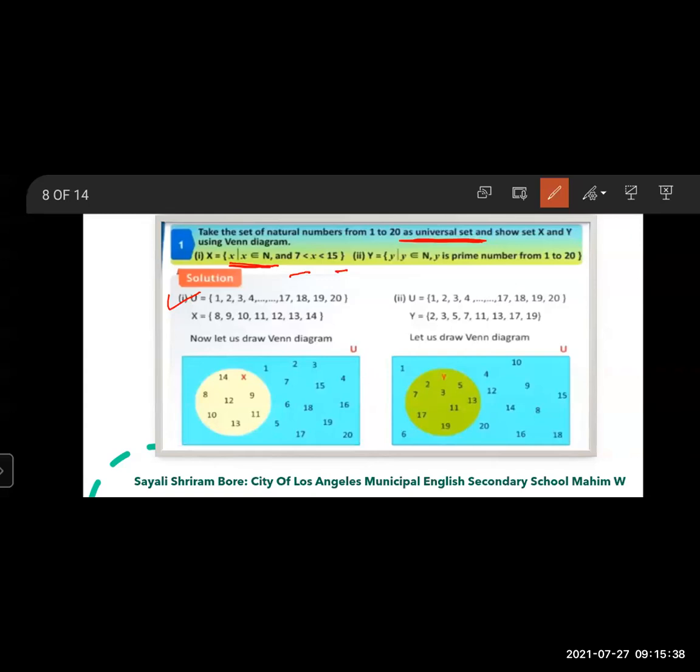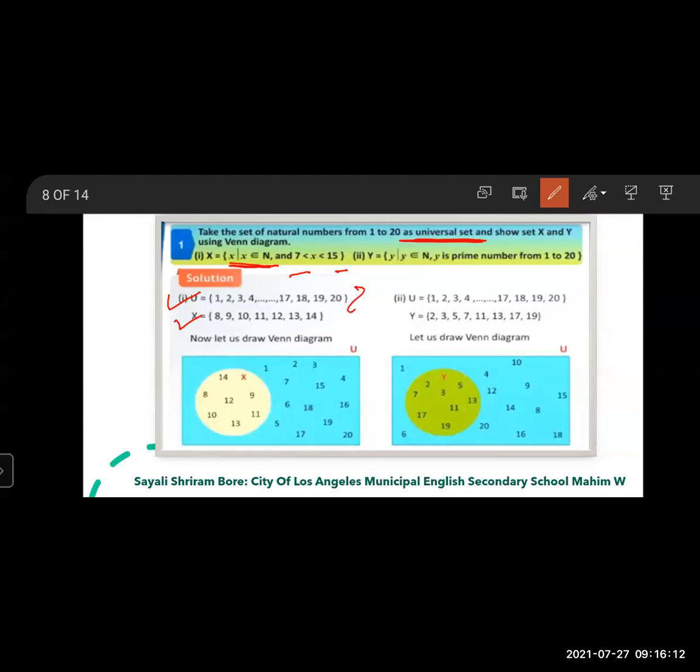Now, out of those natural numbers 1 to 20, we have to represent these two sets. So first is X, and the condition is given that X is between 7 to 15 and it is a natural number. So 7 to 15 means what? See here, X is equal to 8, 9, 10, 11, 12, 13 and 14. You will not include 15 and 7 in this set X.